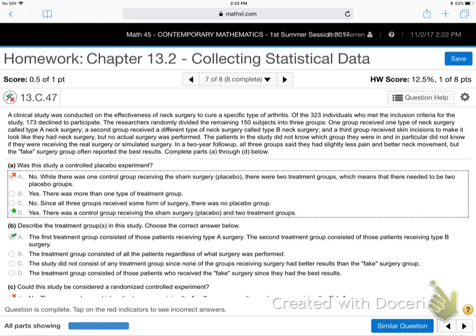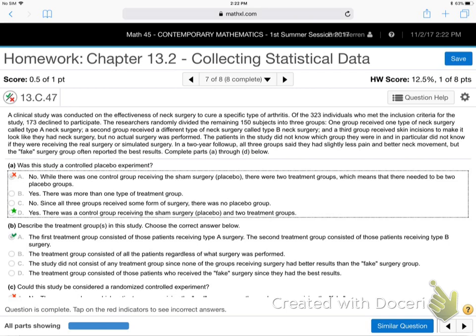Now, so it's the same thing as the last problem. Patients in the study did not know which group they were in, in particular did not know if they were receiving the real surgery or simulated. So that's all the same. 2-year follow-up, all 3 groups, everything's the same. There's nothing different. I don't know why I read all that.